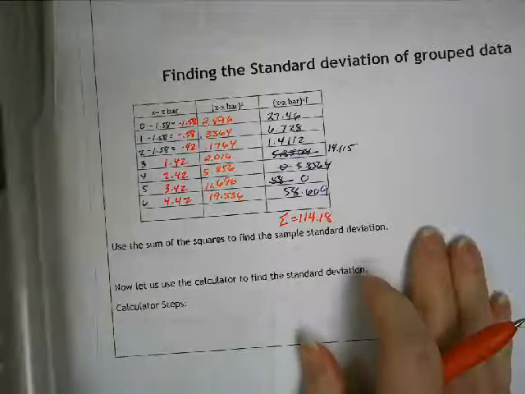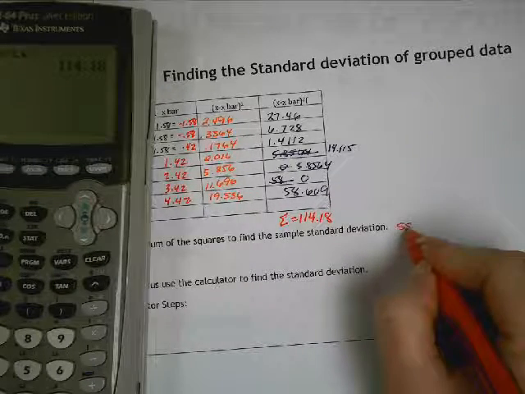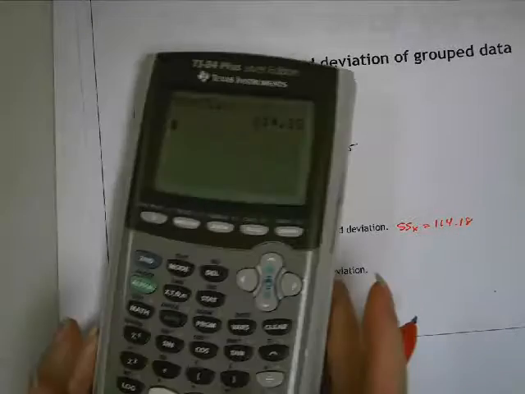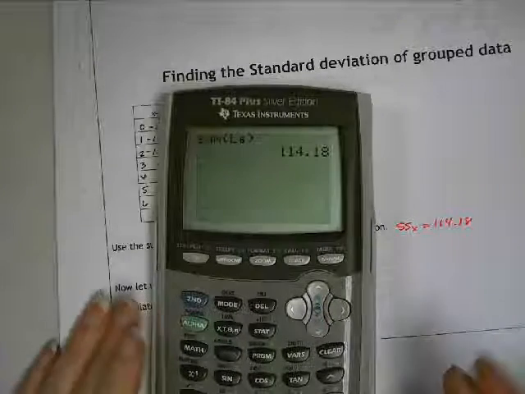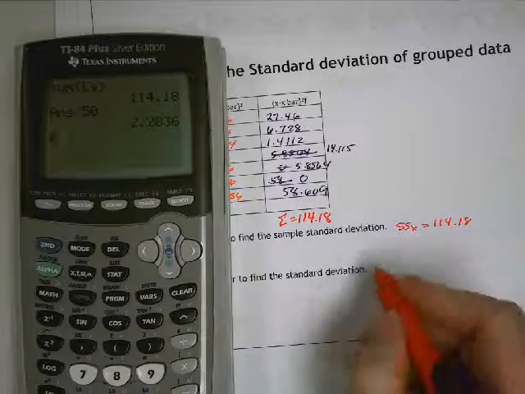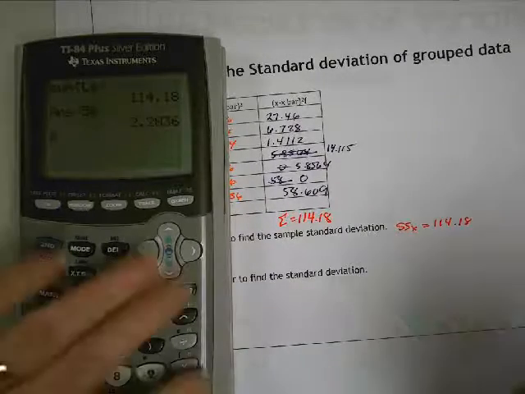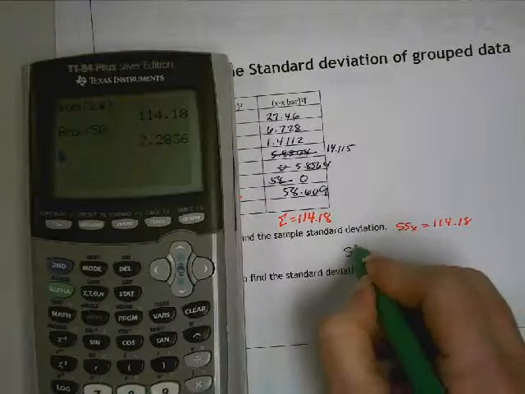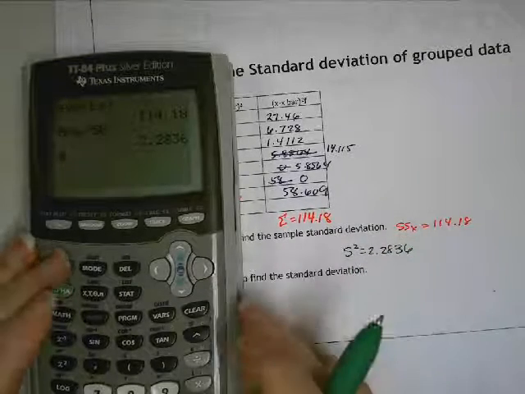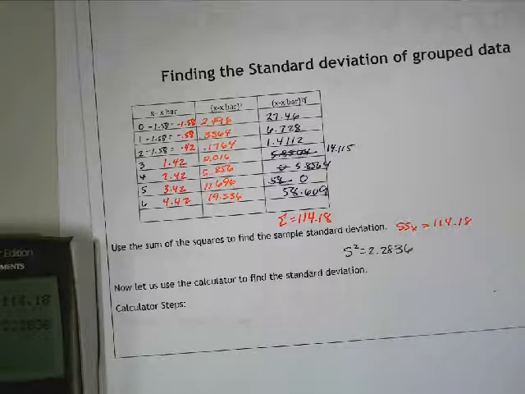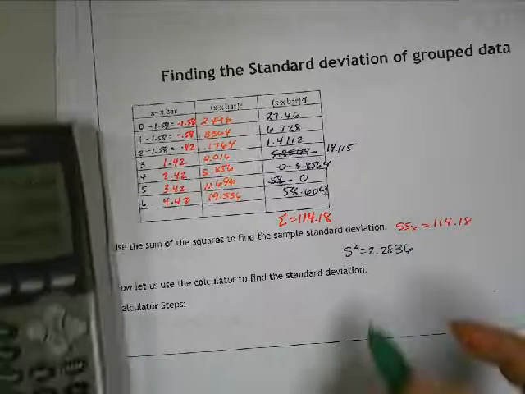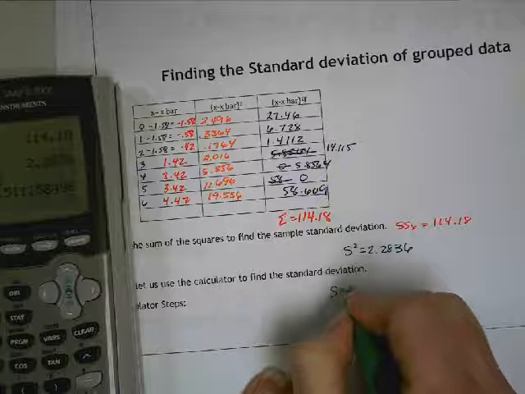Now we need to divide. That's the sum of squares, so my sum of squares is 114.18. I need to divide that by the number of data points, which is our frequency total, so 50. And I get what we call your variance, so that's s squared, 2.2836. Then take the square root, and I get 1.511.